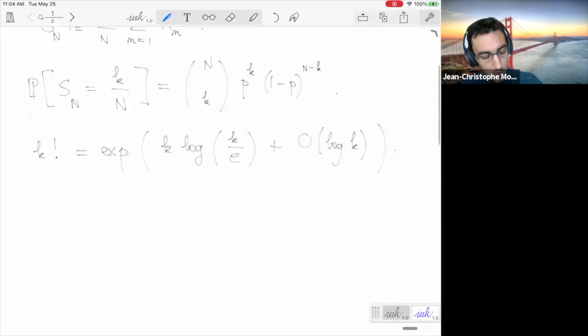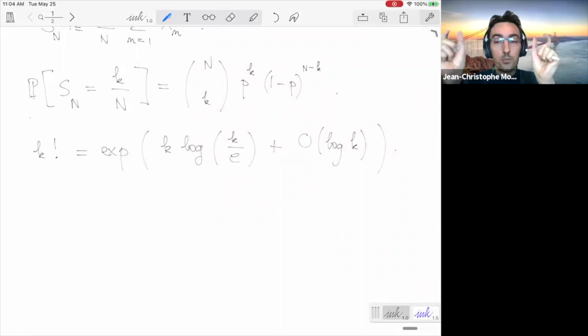So I'm going to think about k over n as being at least close to a value which stays away from the boundaries of the interval, so away from 0 and 1, and let n go to infinity. I'm going to be a little bit informal in this derivation, but hopefully you can make more precise sense of it if you want. So I'm going to write x instead of k over n.